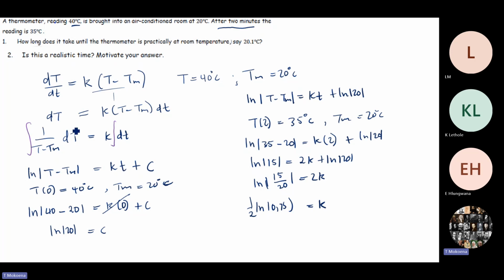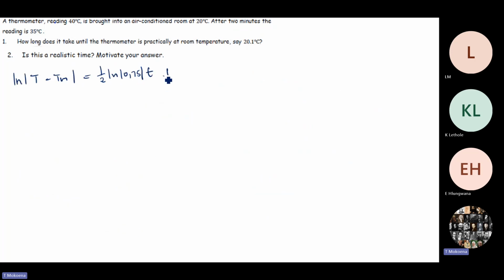And therefore, what is our C? I know my K, I know my C. Therefore, my C will be how much? Ln of 20. So meaning we have plus ln of 20. So this is the general solution. Sorry, the particular solution, because we have K and C. If we don't have K and C, that's a general solution. But if we know the C and K, that's a particular solution.